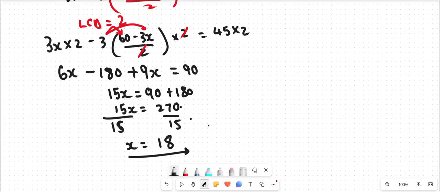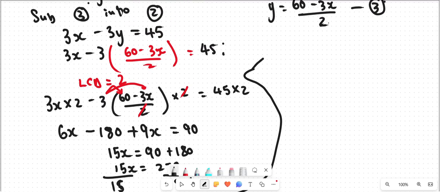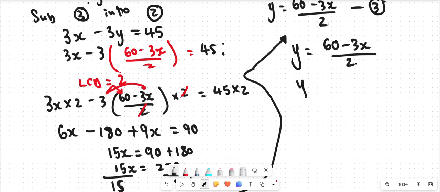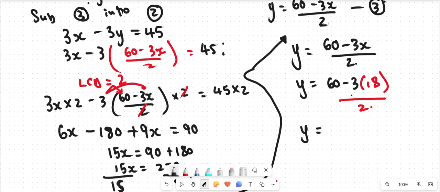But am I done? No, you're not done. You have to take that x and substitute it into equation 3 to find the y. So let's write equation 3 again. There's equation 3, and wherever I see x, I'm going to substitute it with 18. So 60 minus 3, in brackets, I have 18 for x. This whole thing is being divided by 2. You could just plug that in as you see it on your calculator. You don't have to do that arithmetic yourself.